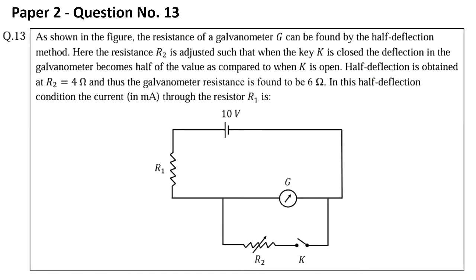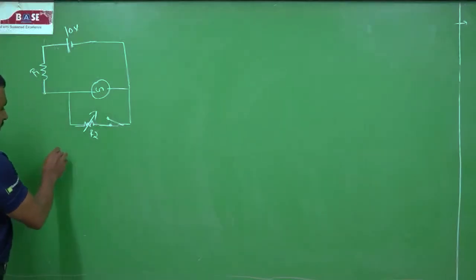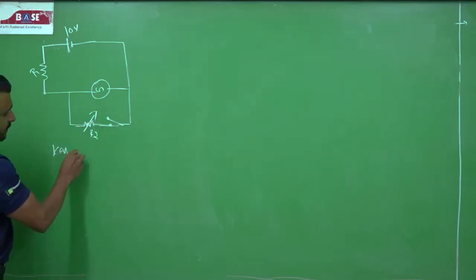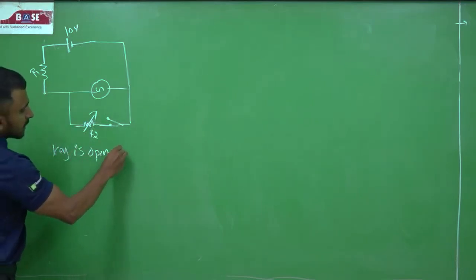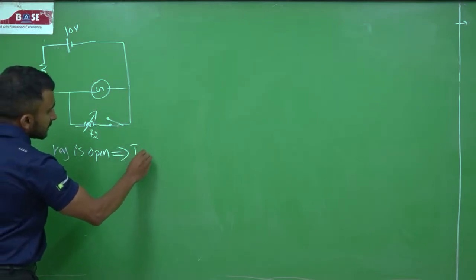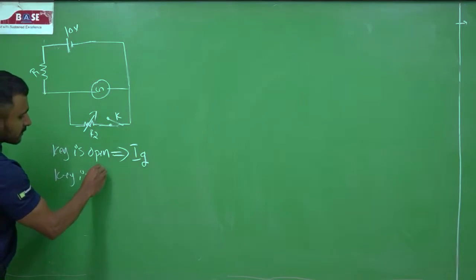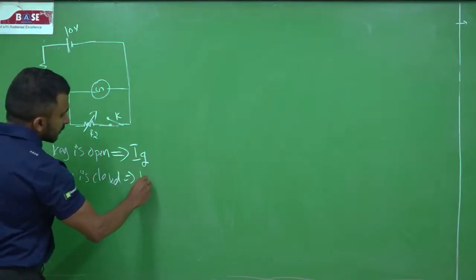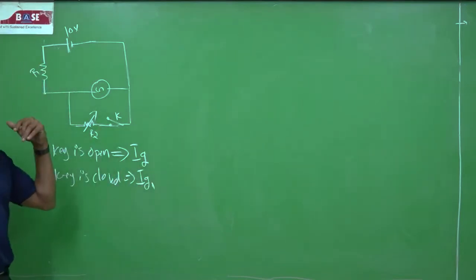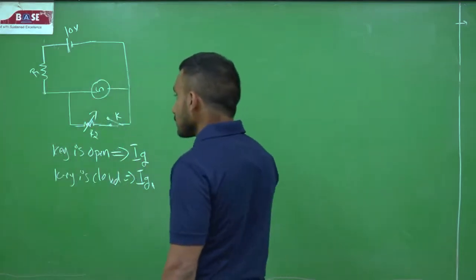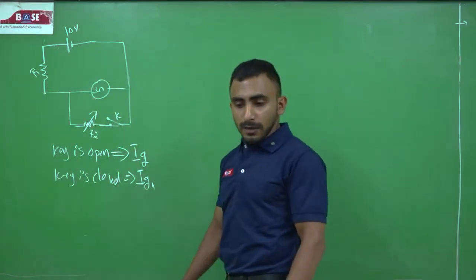So here we are going to discuss question number 13. In this question, we have to find out the current through this resistor R1. First, in the question they have given: when the key is open, the current through this is Ig, which means this is the key. When the key is closed, we can call it Ig1, the current through the galvanometer. So this is the situation. We need to find out the current through R1.